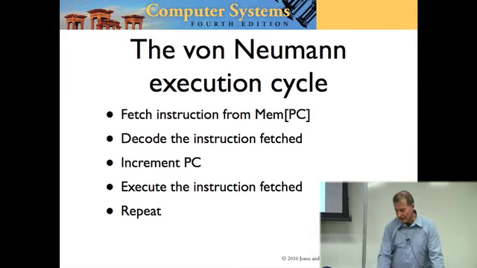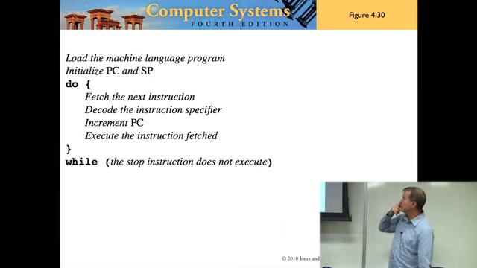Okay, so now in Figure 4.30, I have a more detailed description of the von Neumann cycle. And notice that there's some initialization here. The first thing you have to do is load the machine language program, and then you have to initialize the PC and the SP. Now, I'll tell you right off the bat that in the Pep/8 simulator, we load the instructions starting at 0000. That's where the programs go. Are you with me? So therefore, what do we have to initialize the PC to be?